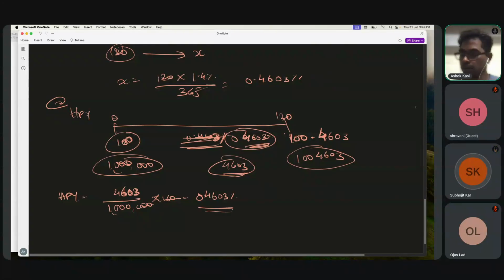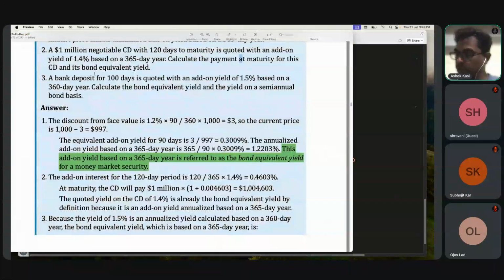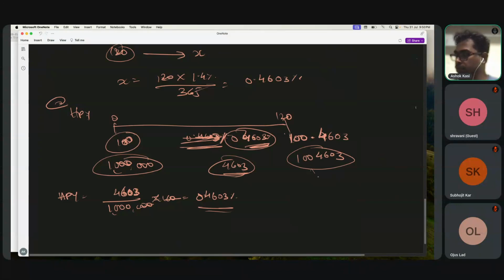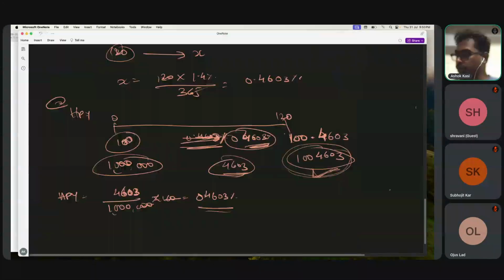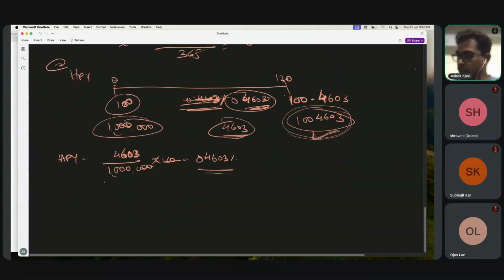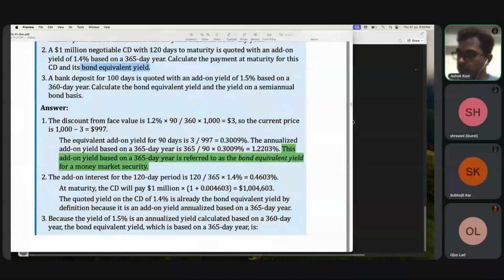Now I will look at the question. What is the question? Calculate payment at maturity. Payment at maturity is done. Second one is again bond equivalent yield. So I will calculate bond equivalent yield. I know this one now. This is for how many days? This is for 120 days.